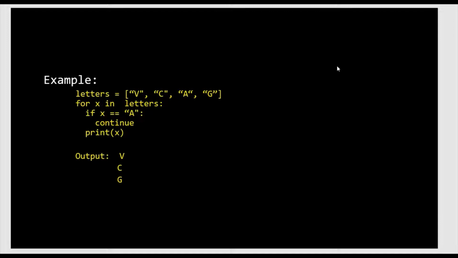Here I am passing the letters in the form of a list: V, C, A, G. For x in letters, I am passing the condition: if x is equal to A, then continue, print x. It means when the condition x equals A is true, it skips that and the next element is executed. Here the output is V C G. When we compare against the list V C A G, we continue when the x value is A, and finally we get the output as V C G.